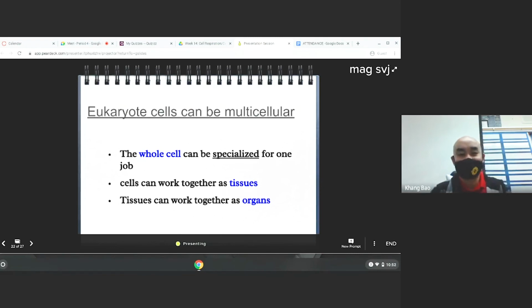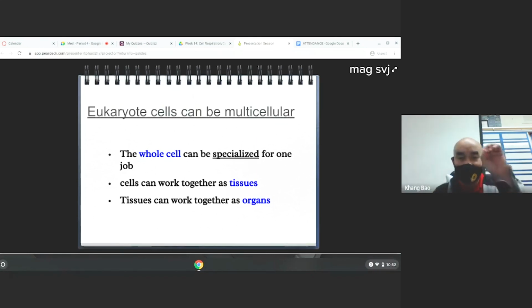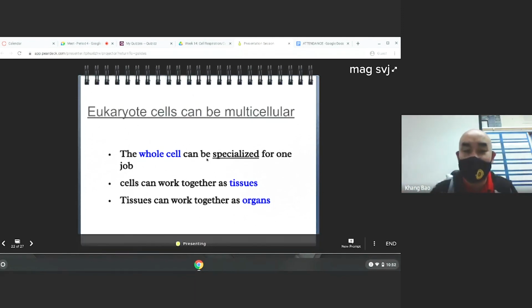All right, moving on. We said eukaryotic cells can be multicellular, right? Prokaryotic cells tend to be just one cell. But we know that animal and plant cells are not just one cell. They combine to work together. When they combine to work together, we say that they are specialized. They have a special job. And when they combine to work together, they become a tissue, right? Cells become tissue. And when those tissues come together, they become an organ.